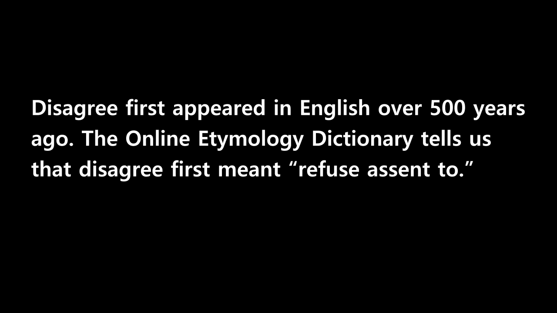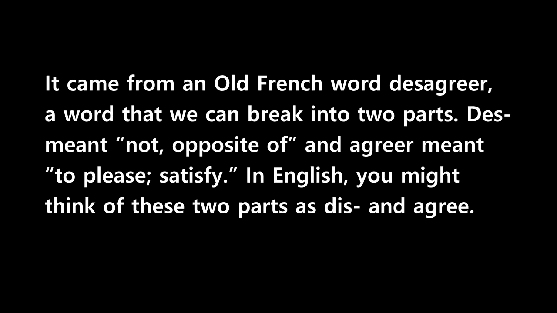Disagree first appeared in English over 500 years ago. The online etymology dictionary tells us that disagree first meant refuse assent to. It came from an old French word, désagréer, a word that we can break into two parts. Dé meant not, opposite of, and agréer meant to please, satisfy. In English, you might think of these two parts as dis and agree.